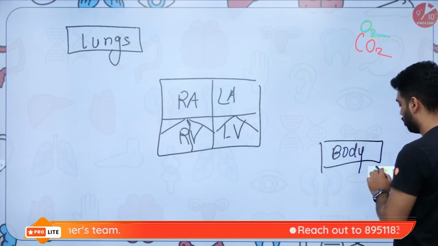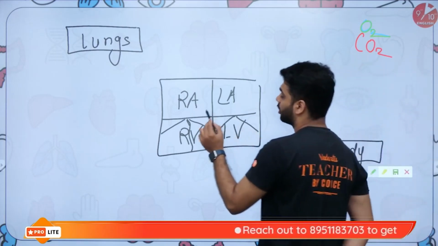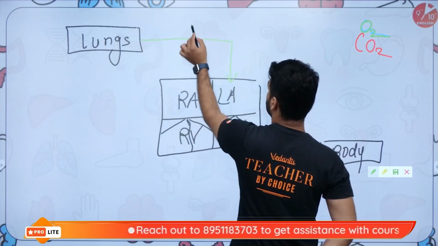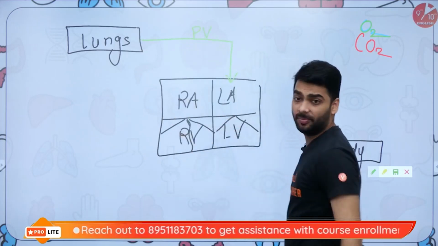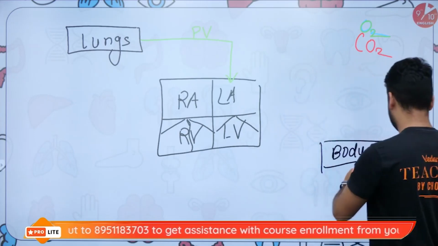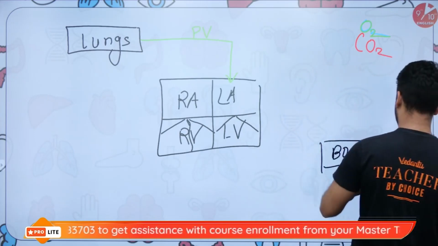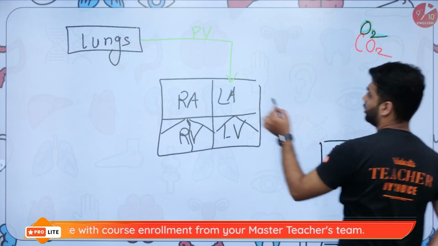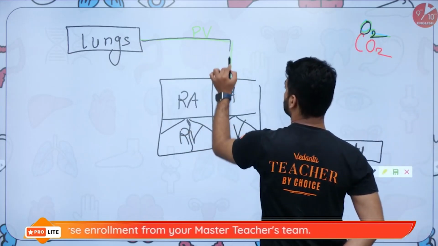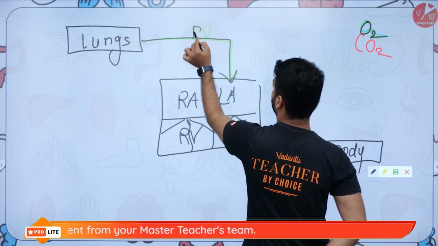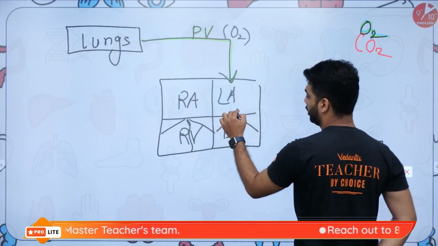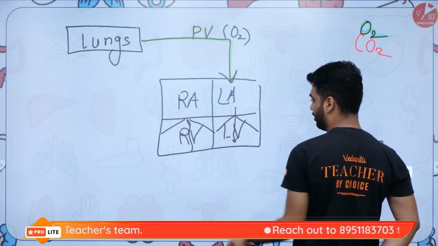So oxygenated blood comes from the lungs into the left auricle. This is through the pulmonary veins. Is it visible? No, it's not visible. Okay. So I'll keep black for oxygen. Okay. So this comes like this. Through the pulmonary veins, it is the oxygenated blood. From here, it goes to the left ventricle.